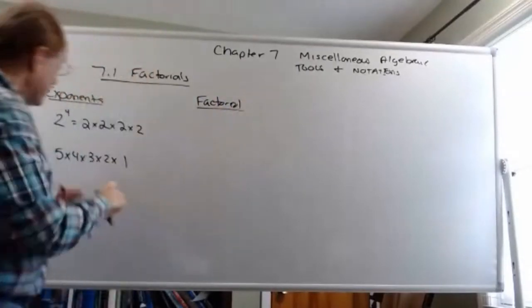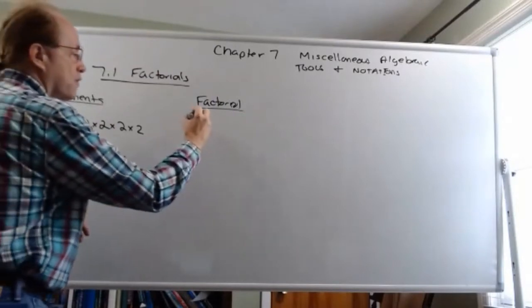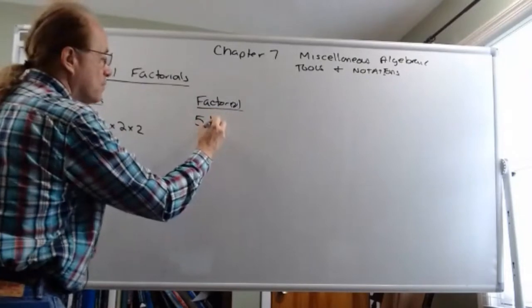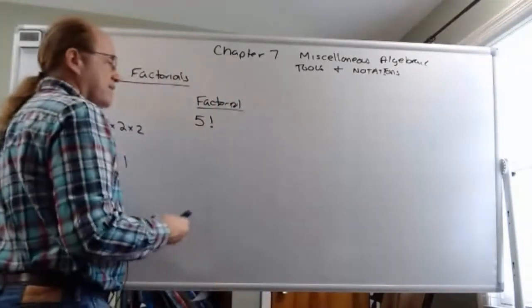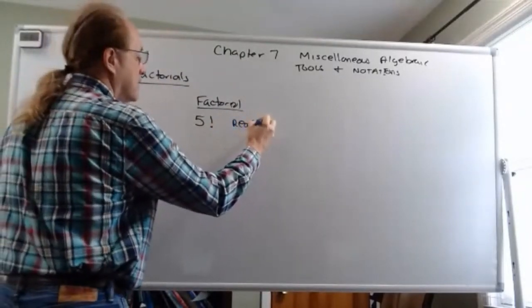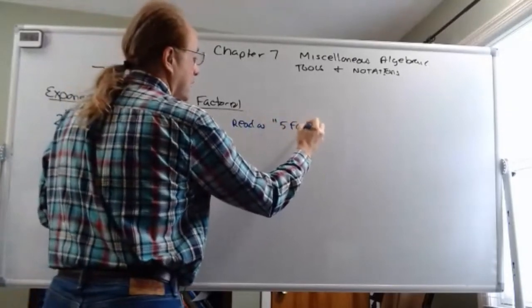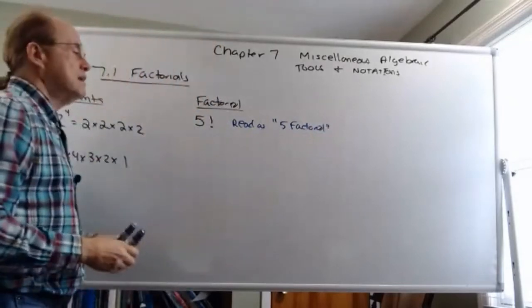We're going to give it a notation, and instead of having to write this out, we would just write 5 and use the exclamation point. That exclamation point is read as 5 factorial. You don't say 5 exclamation point, it's read as 5 factorial. Okay, so that's all it is.